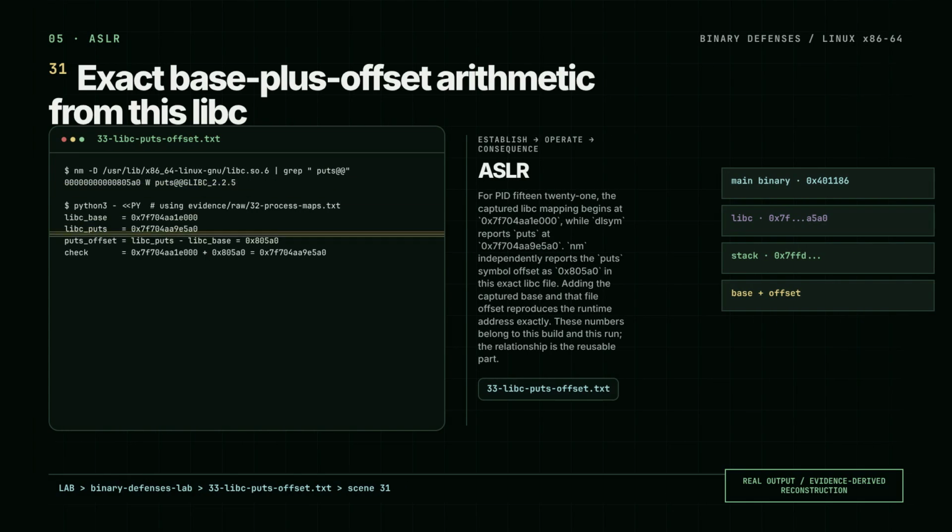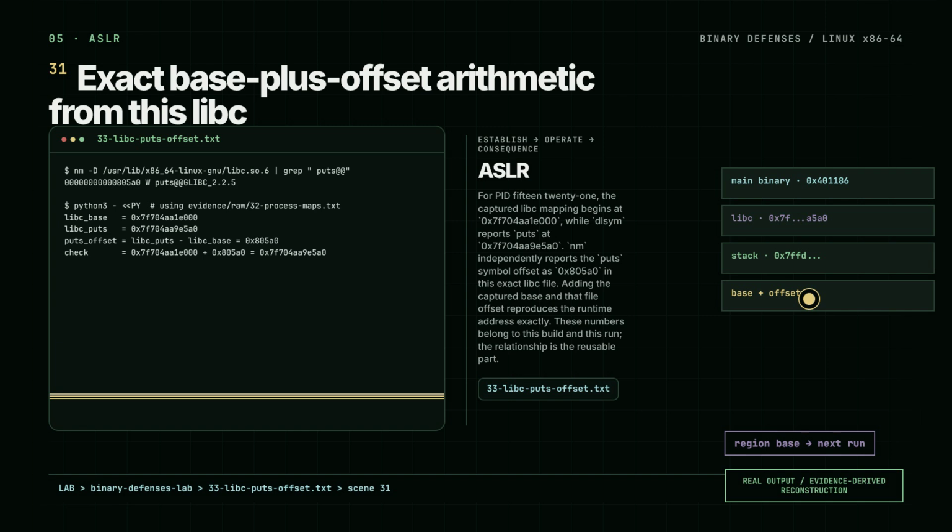Captured runtime metadata tells us where this program loaded its C library. The resolver's puts address, minus its file offset, reproduces the current run's library base. Those numeric values are specific to this build and one run. The relationship, runtime address equals base plus known offset, is reusable.